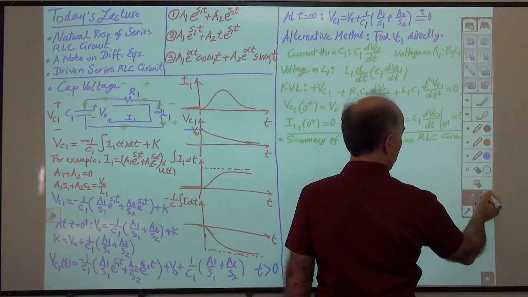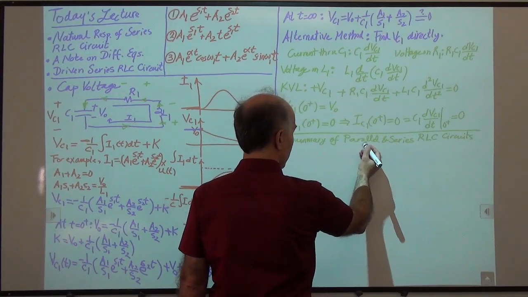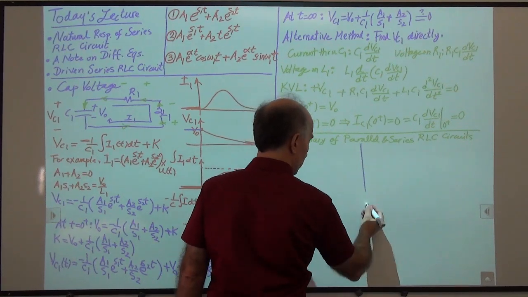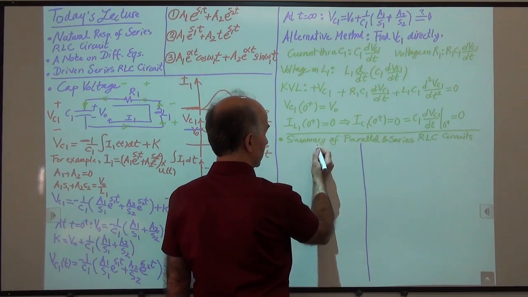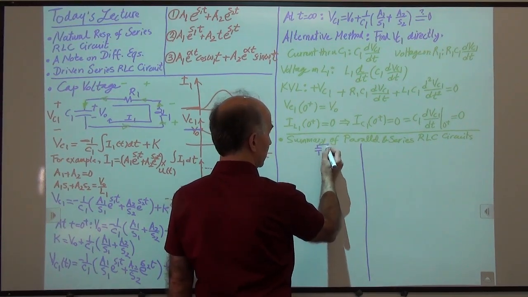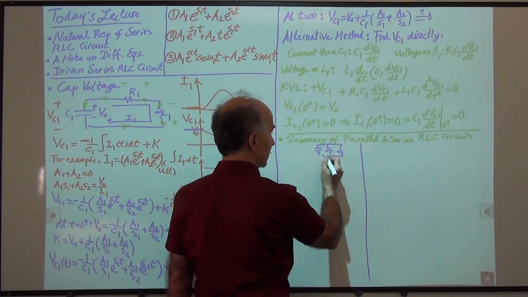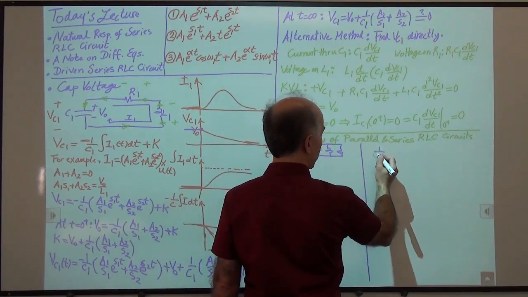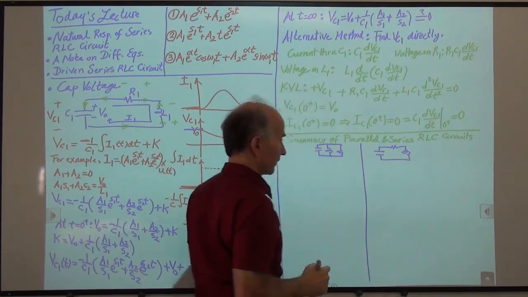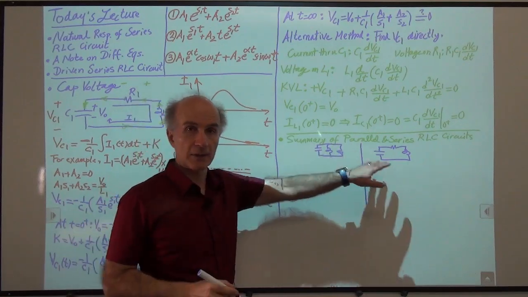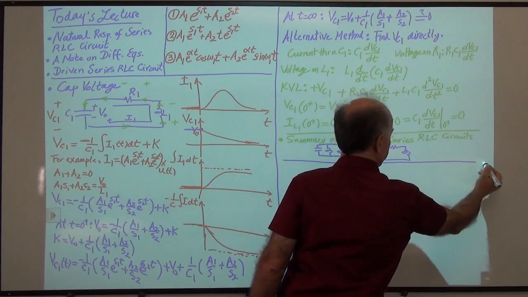All right, so let's change the color. Okay, so here's the situation that we have. We will draw a line here. So this will be parallel. So we have a cap, an inductor, a resistor. And here we have a cap and a resistor, inductor, or inductor and resistor. Doesn't matter, right? So these are parallel, these are series. And we want to summarize the properties.